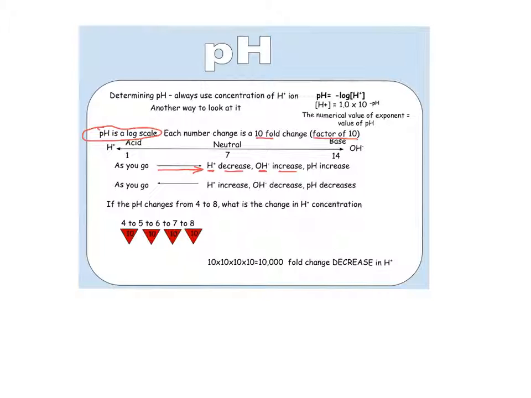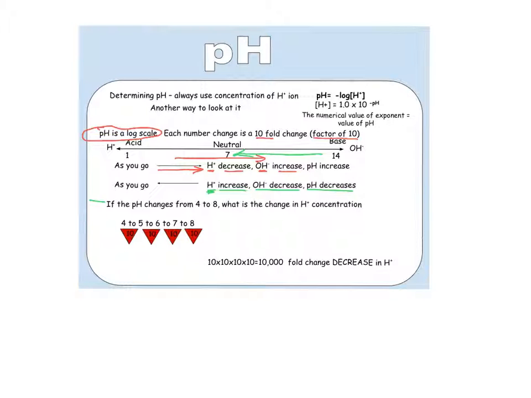Remember, as we get closer to the 7 mark, hydrogens and hydroxides are going to be equal to each other. So as you decrease the amount of hydrogen ions, your OHs are going to increase, and that's going to the right. If you were going to the left, let's change the color now. If we were going this way, what's going to happen to the amount of hydrogen ions? You're getting more acidic, so it's going to increase. You're going to have more H's than you have OHs, so your OHs are going to decrease. And in that case, your pH is going to decrease.